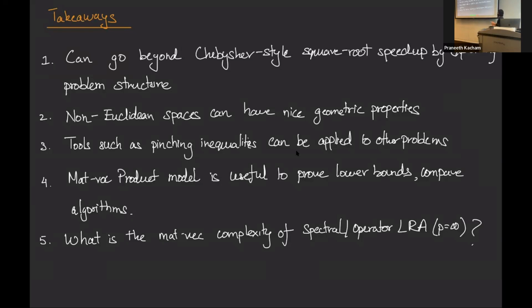Finally, this question that I really like is: what is the matrix vector product complexity of spectral low rank approximation? This is the p equals infinity case. We saw two algorithms that give a 1 over root epsilon upper bound for this problem, and there's no known lower bound. So I'll leave you with this really nice question. Thanks, that's all.